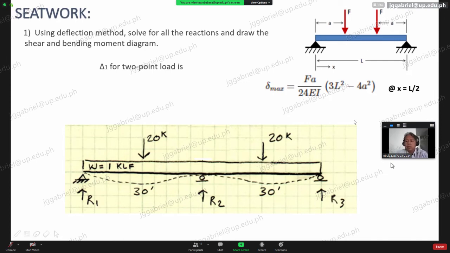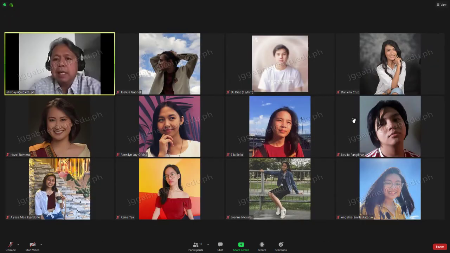Any question? Sige, na-screenshot nyo na? Yeah, okay, good. Okay, is it okay to stop sharing na? Any question? Sa deflection method, symmetric, anti-symmetric, determinate, indeterminate. Clear naman sa ating lahat yun.